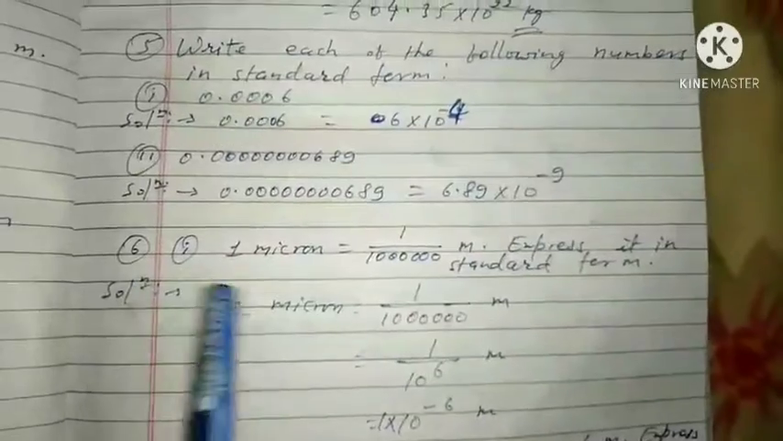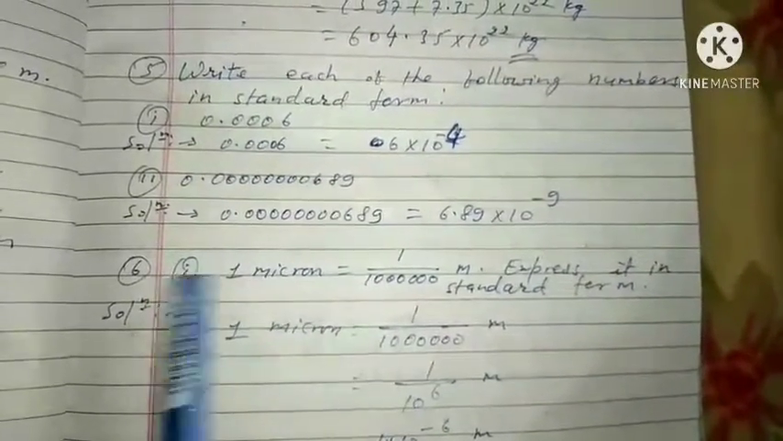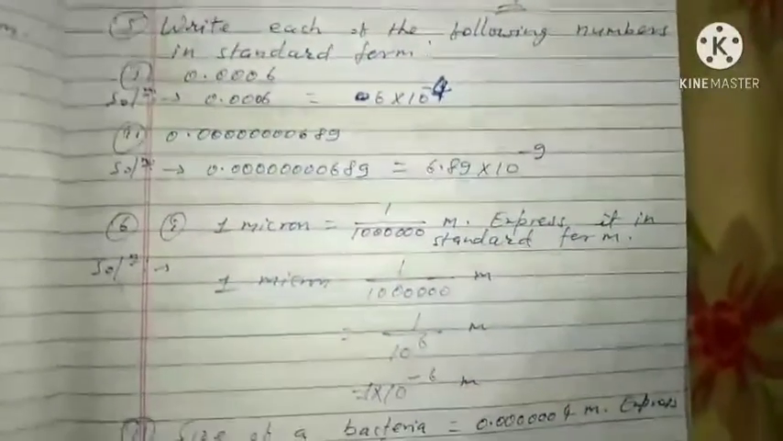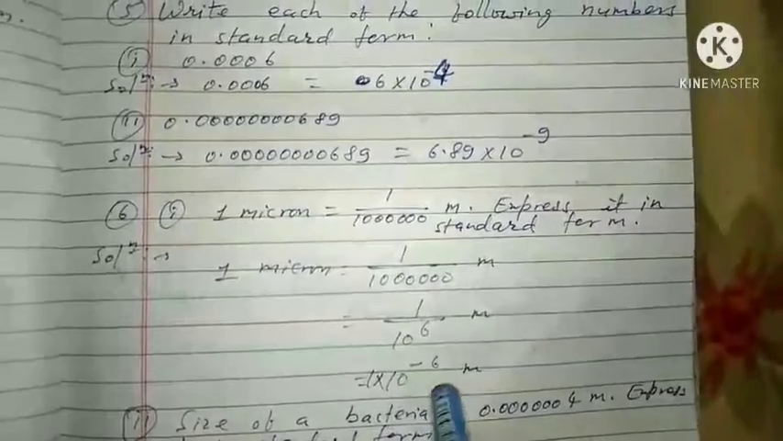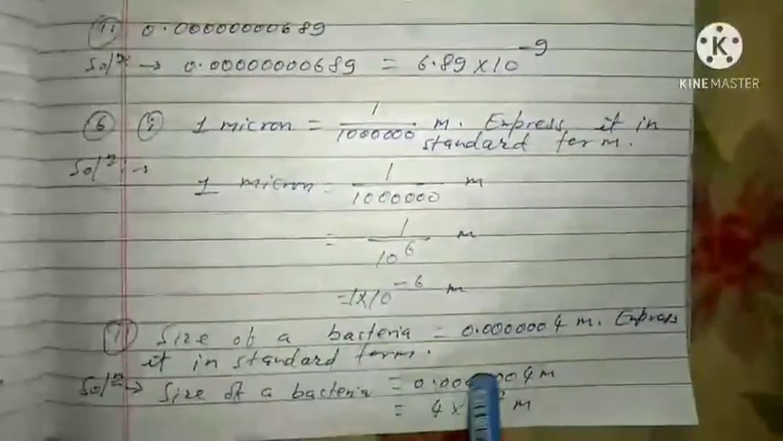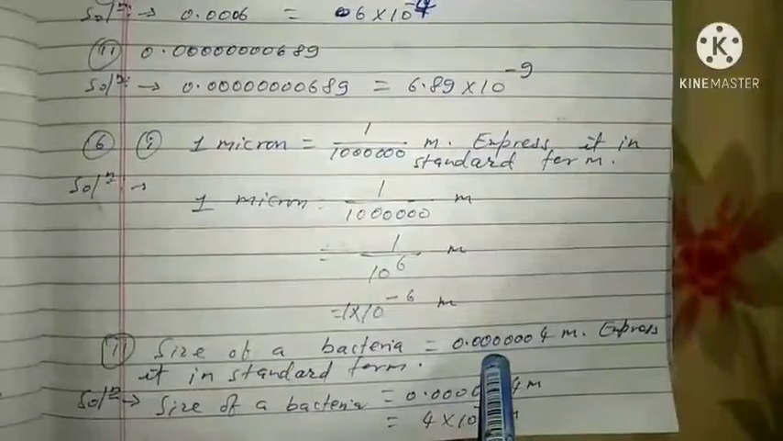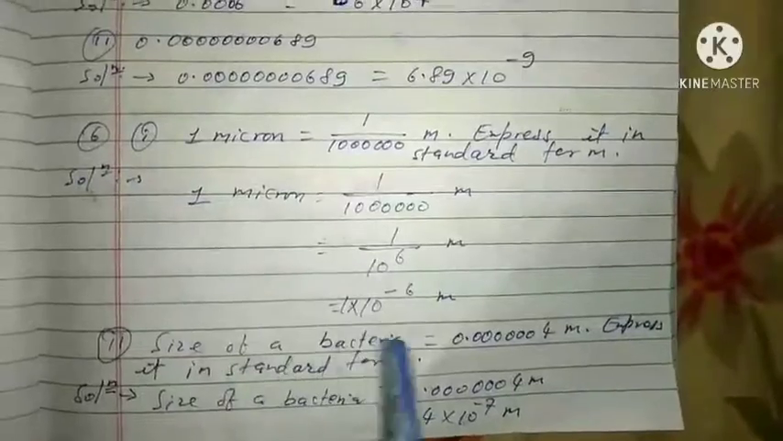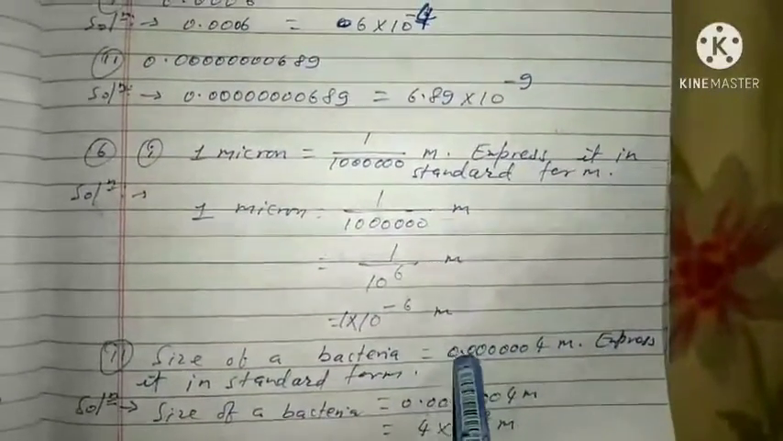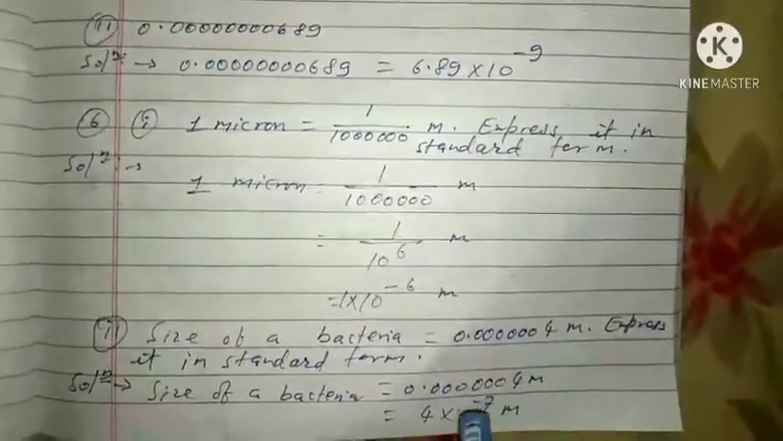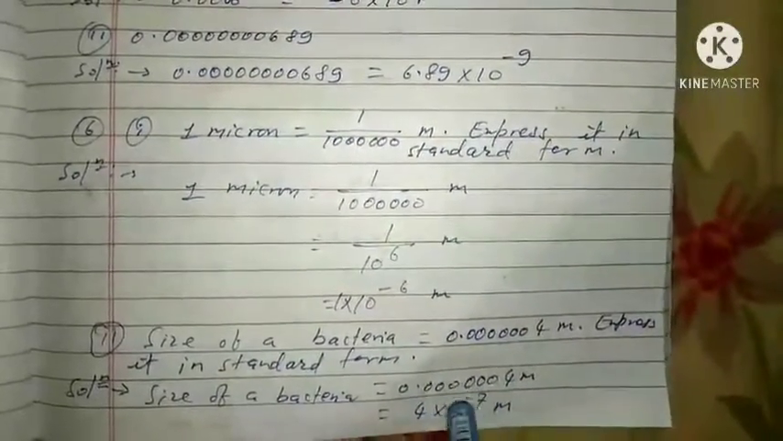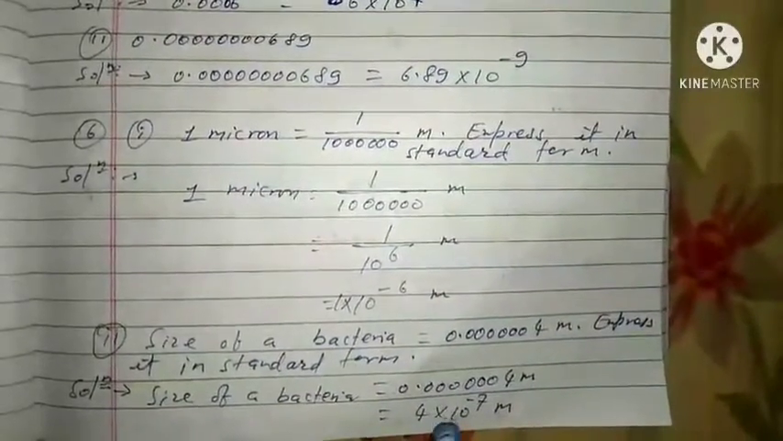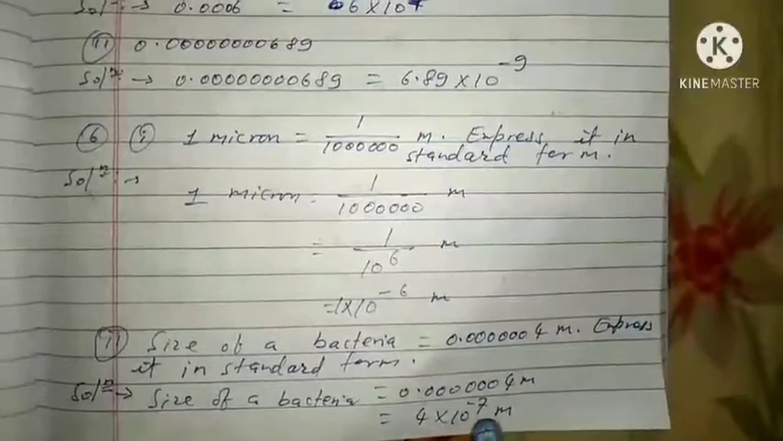Okay. Next, we have to express this in standard form. 1 micron is equal to 1 divided by 10 to the power 6. So this in turn can be written as 1 into 10 to the power minus 6. Okay. Size of a bacteria is given as 0.000004 meter. This has to be expressed in standard form. So in order to represent the decimal number in standard form, we'll simply shift the decimal to the right side. On shifting the decimal to the right side, we will be writing the power of 10 as negative. So this becomes 4 multiplied by 10 to the power minus 6 meter.